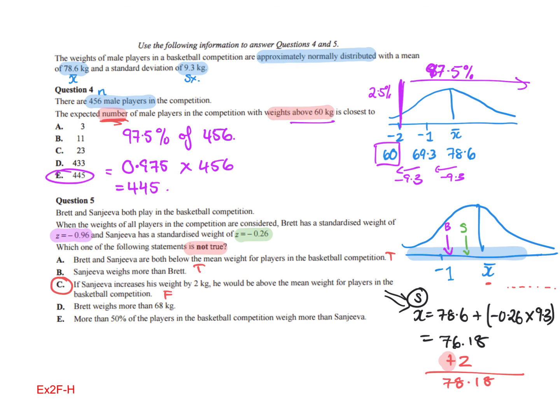So this is our answer. You would probably stop there and move on. And then later on, if you want to check the other ones, we could check what Brett's actual weight is using that same formula. And the other one, more than 50% of the players in the basketball competition weigh more than Sanjeeva. That is true because we can see that one quickly. This is 50%, isn't it? And he's a bit below. So there's definitely more than 50% when you go from above Sanjeeva.